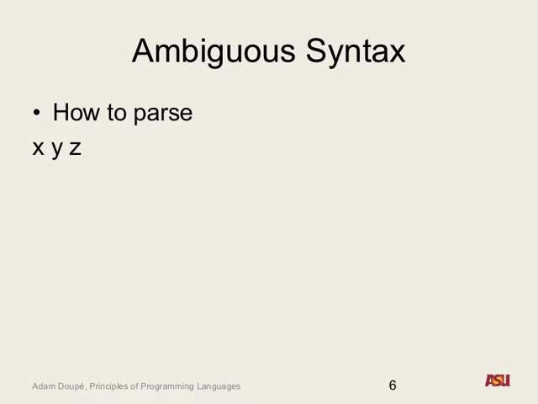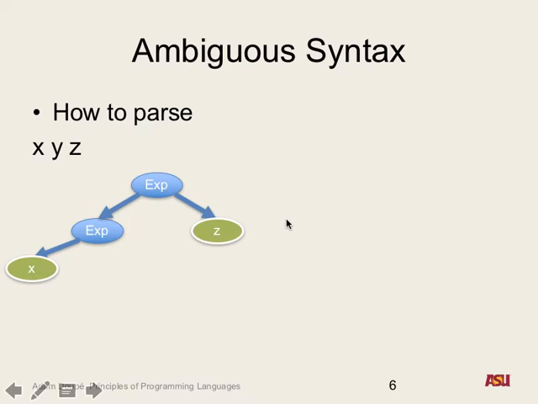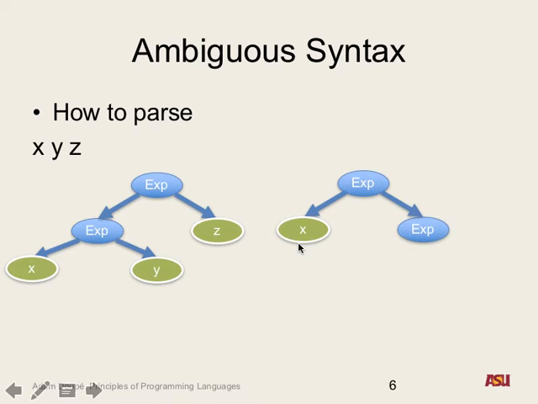So how to parse this XYZ? What are the two different ways? X and YZ, or X, Y, and Z? We have expression goes to expression Z, and then expression goes to X, Y. Or the other way around: we have expression where X is on the left, and then expression where Y and Z. So those that have looked at the Project 5 bonus project, how does it handle this?